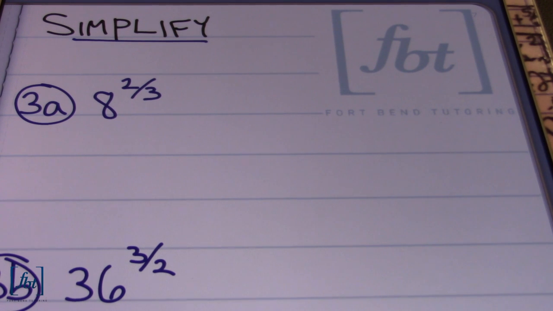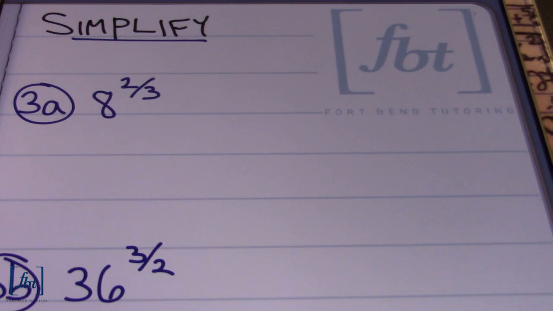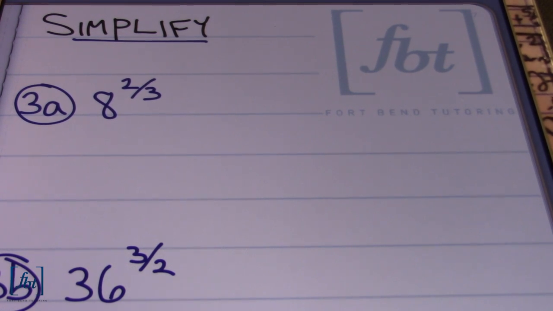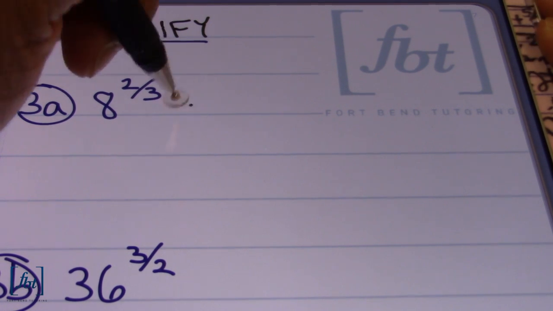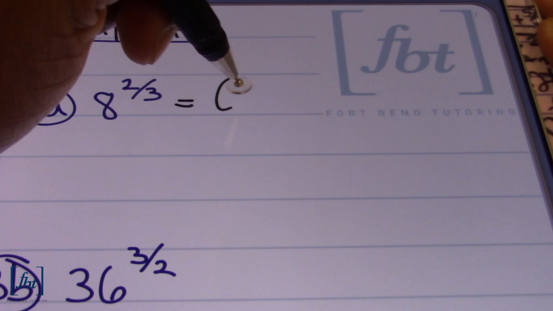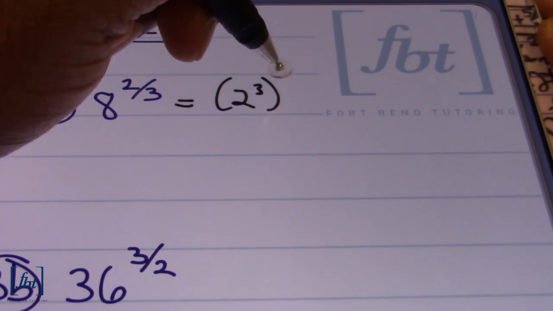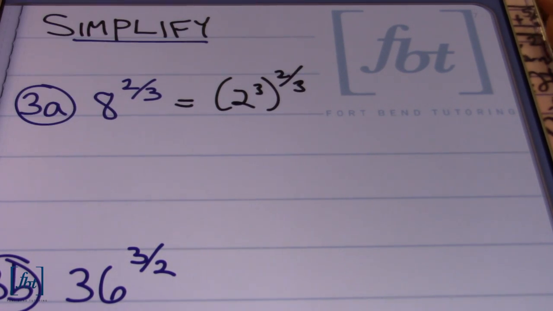And I have 8 to the 2/3 power. I told you that the driving force of this problem is the denominator of the fractional exponent. In this case, the 3 is letting me know that I'm looking for perfect cubes. And it just so happens that 8 is a perfect cube. I'm going to show you that the 8 can be rewritten as 2 to the third power. That's being raised to the 2/3 power.